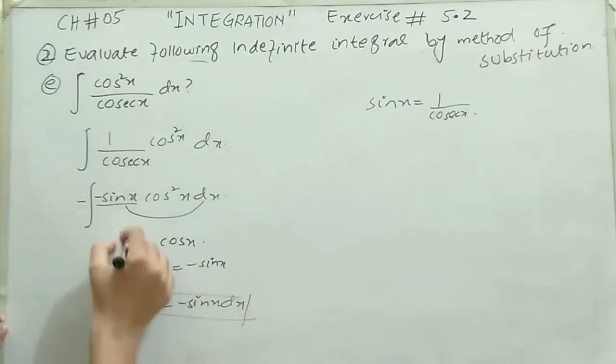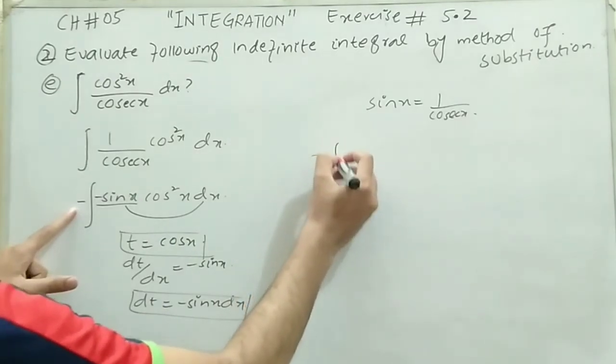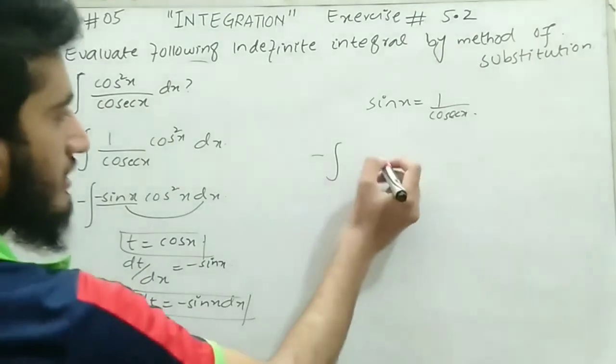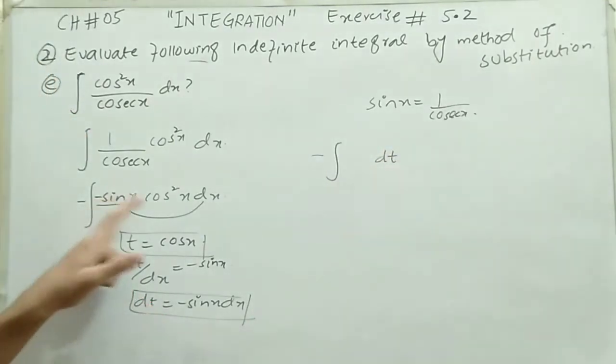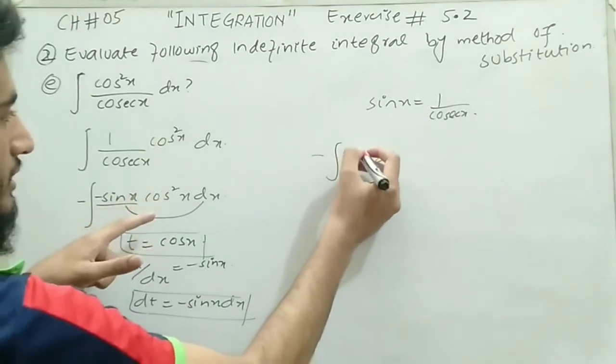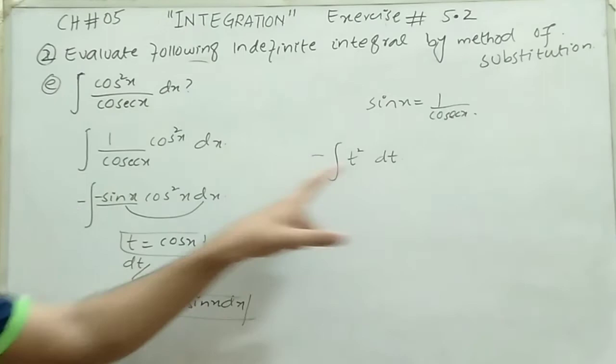Now put these two values in the given integral. So minus times the integral of minus sin x dx is dt, and cos square x, so cos x is t, so it becomes t square. t square, minus sin x dx is dt, and minus dt t square.